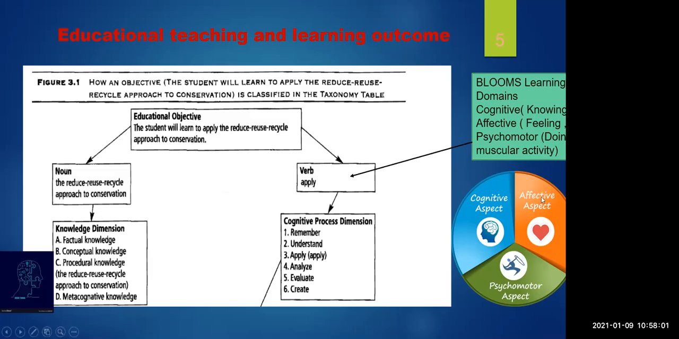So that is how Bloom's is classifying the learning domain process. 3 different domain processes he's classifying: cognitive aspect, affective aspect, and psychomotor aspect. So in the cognitive process, students are given remember, understand, apply, analyze, evaluate, and create. This is what we are going to see in the presentation. What are these types of knowledge, and what are remember, create, everything Bloom's is saying.